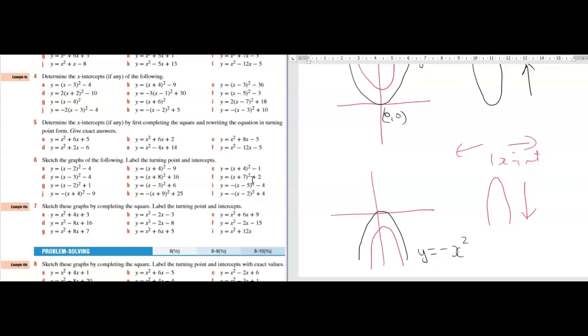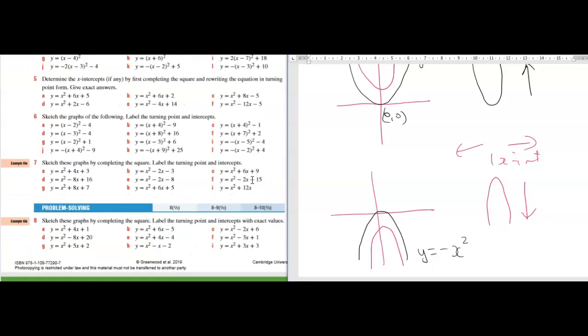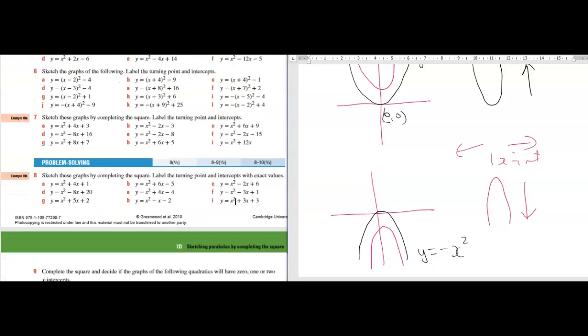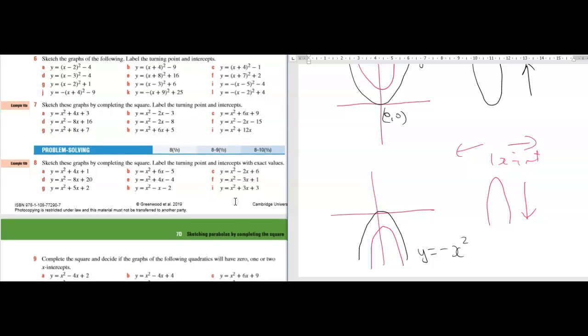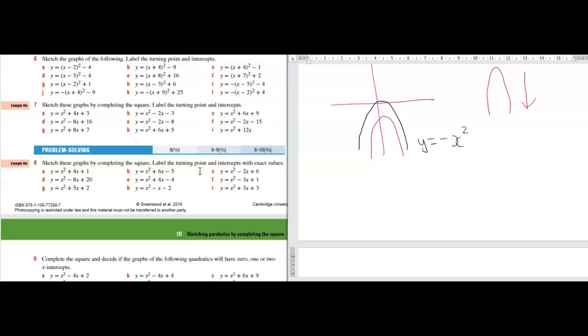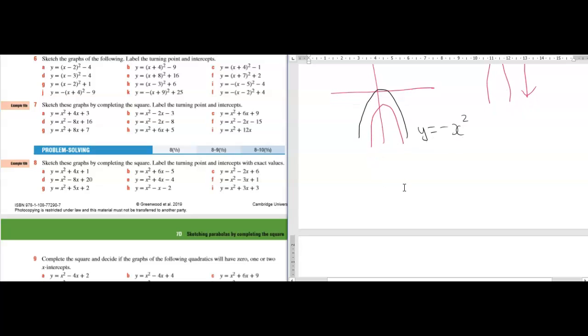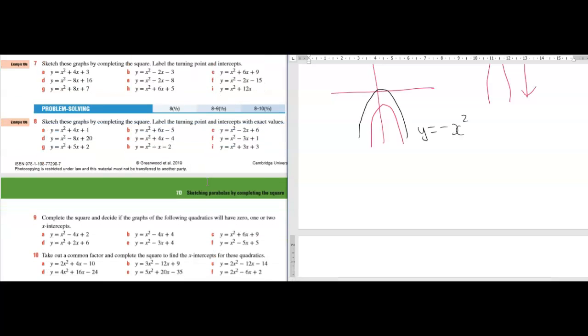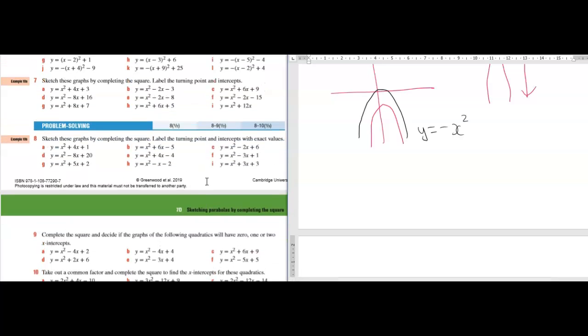Let's see if there's any other questions that I can quickly do. Actually, I think I've done enough. If you're having trouble with completing the square, there are videos on completing the square, which I might link into this document. Otherwise, you can ask for help in class.